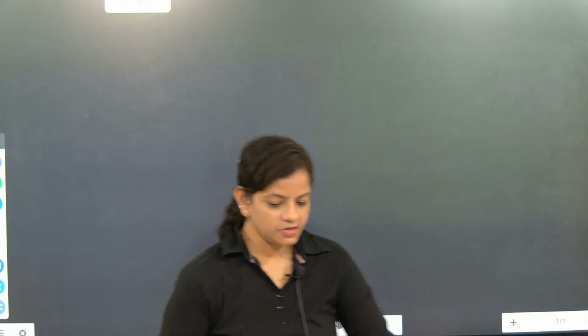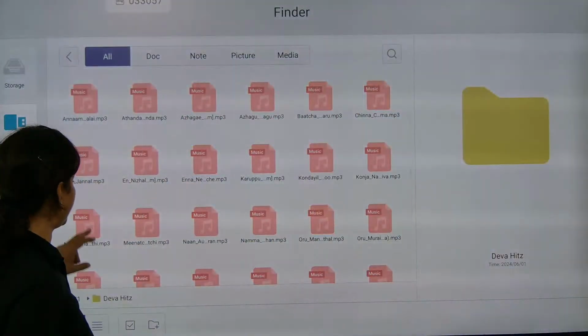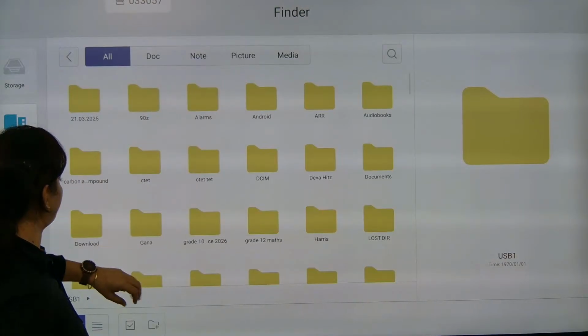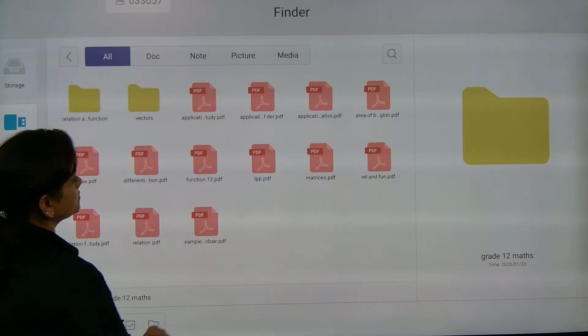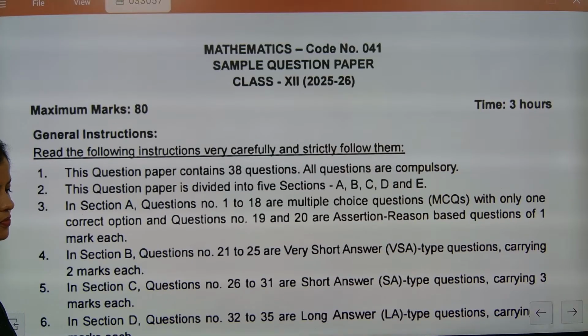Ready? So let's start the class, please. Now look here. One sample paper is going to give us a design for how we are going to finish our work. Check this. This is the CBSE question paper released.